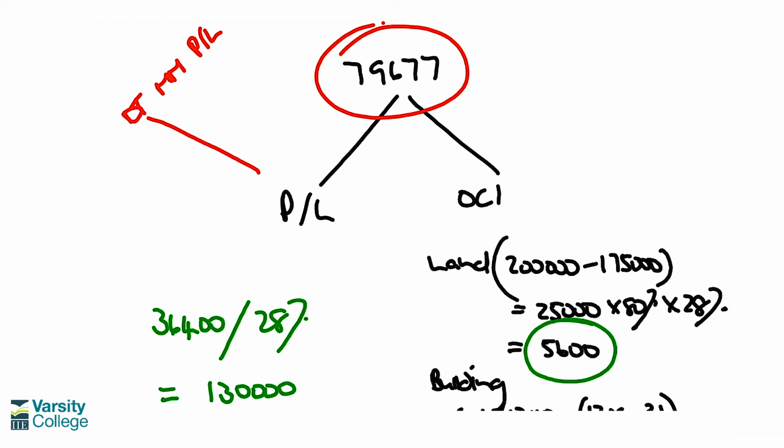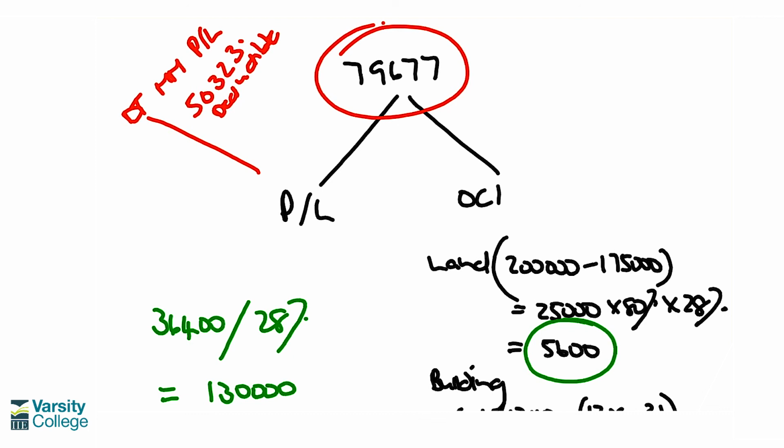So let me just work out the figure first of all. The difference between those two figures, 130,000 and 79,677, comes to 50,323. Just write it down like that, 50,323. And that is going to be a deductible temporary difference in our DT calculation, not a taxable temporary difference. It's a deductible temporary difference because the OCI movement was bigger than the total movement. Now that we've got all those figures, we can actually finish our DT calculation.